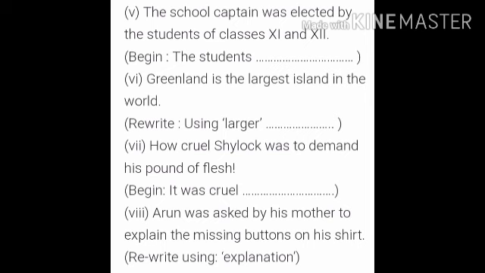Now, the sixth one. Greenland is the largest island in the world. You have to rewrite using the word "larger". So: Greenland is larger than any other island in the world.